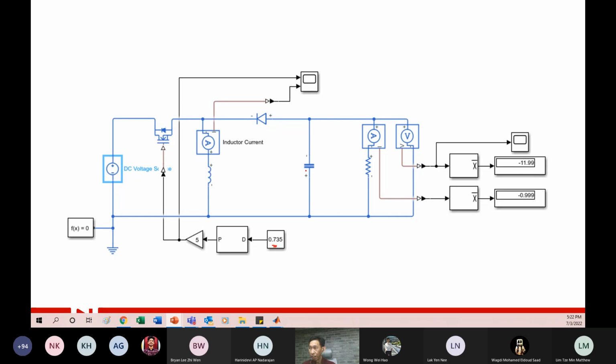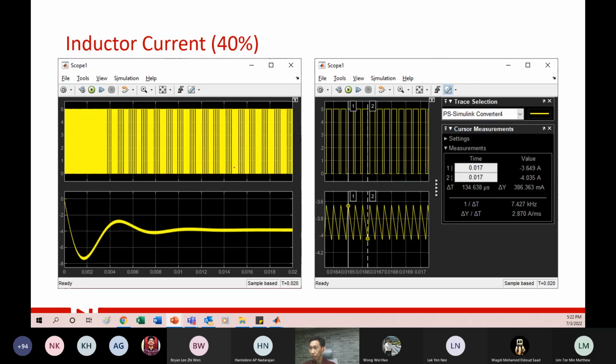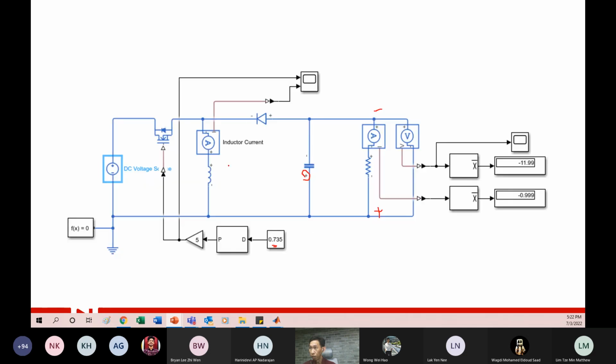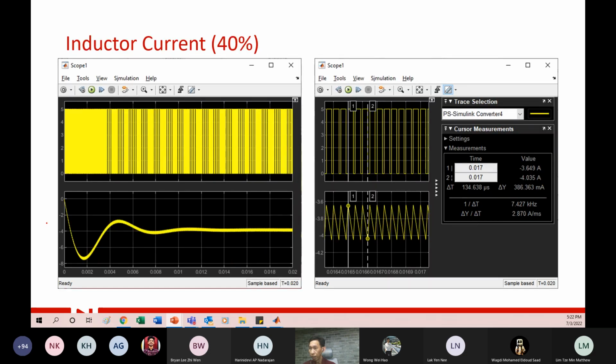Of course, in the real circuit, you have to make sure the polarity is correct, because here is plus, here is minus, so you will have a negative 12 volt output. And then these are the inductor current. Now you can see that the inductor current is operating in the negative. The rest is the same.